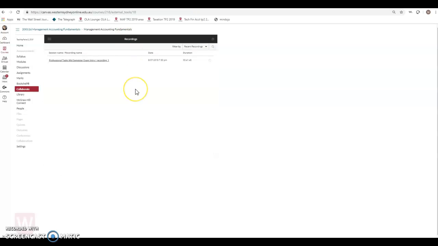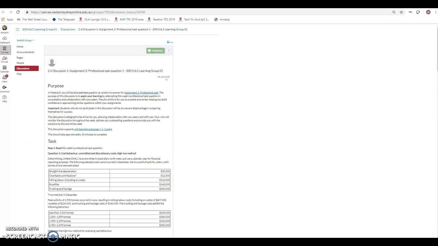So moving on now to the Collaborate session. This is the one that introduces the professional task. So if you haven't gone through this yet, I hope you have to do your revision for the mid-semester that closed last night. But if you haven't, please focus on the professional task area and let me know if you have any questions or queries about the task coming up. So I'm just going to run through the questions as well now.